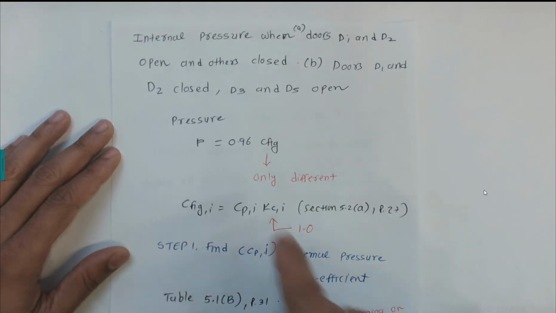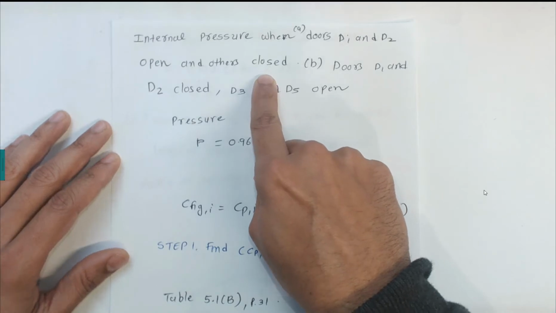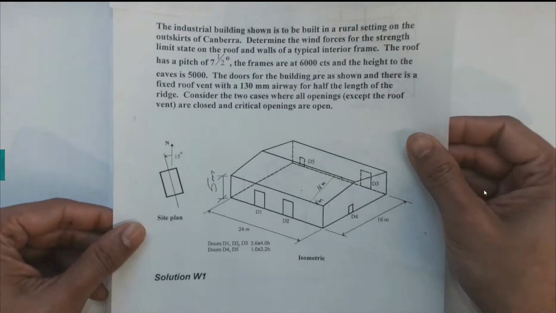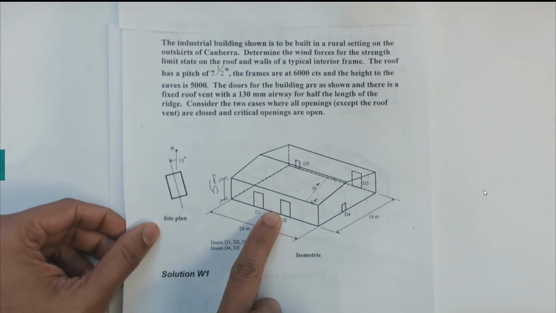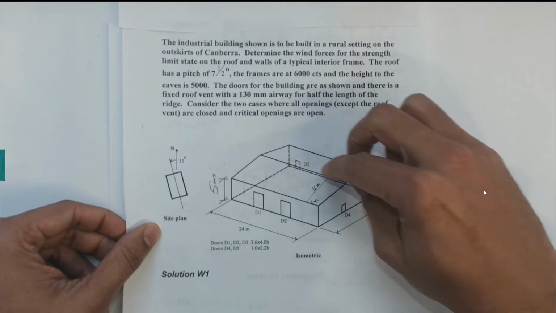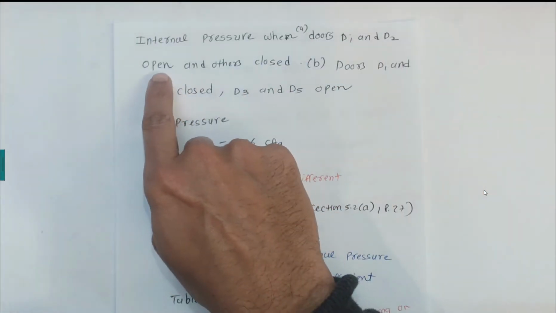This video explains internal pressure when doors D1 and D2 are open and the other doors are closed. In these questions we are taking two cases. In the first, the wind is coming from the windward wall, and doors D1 and D2 are open while doors D3, D4 and D5 are closed. That is case number 1.